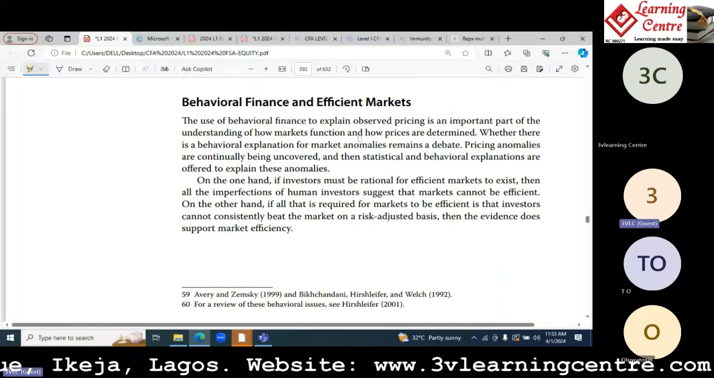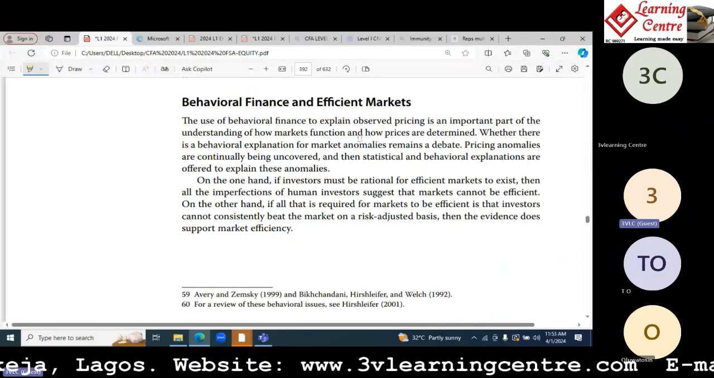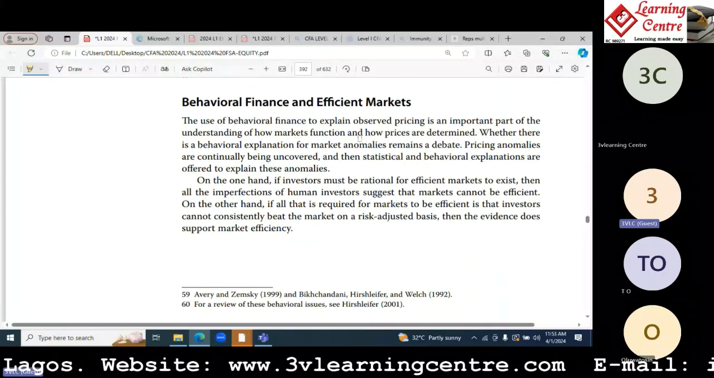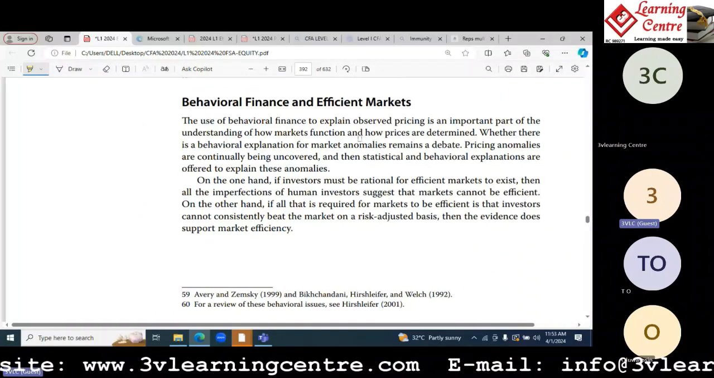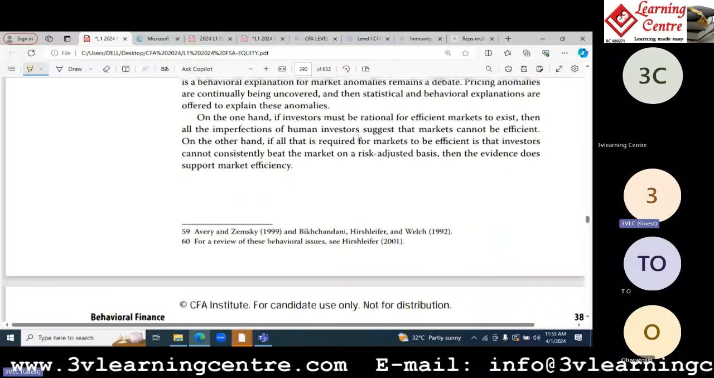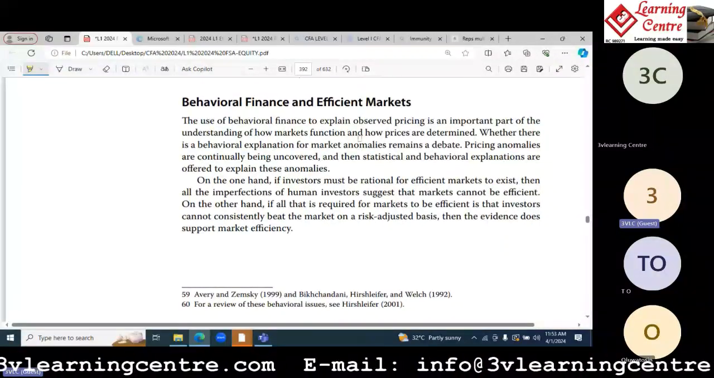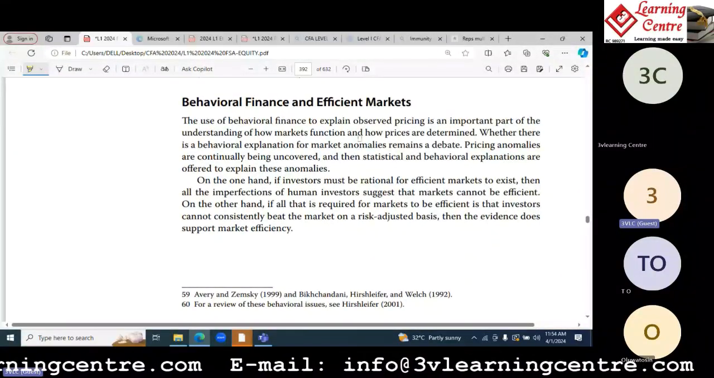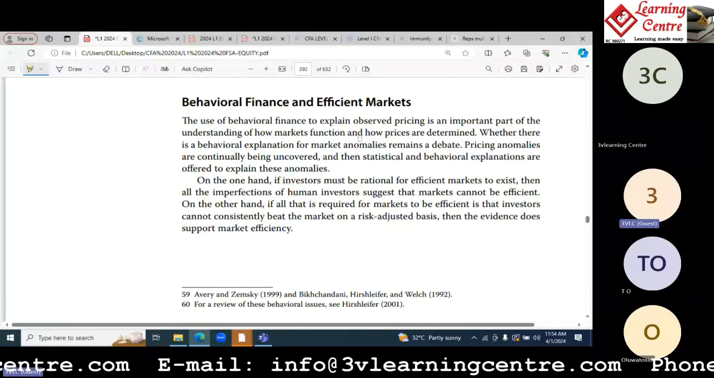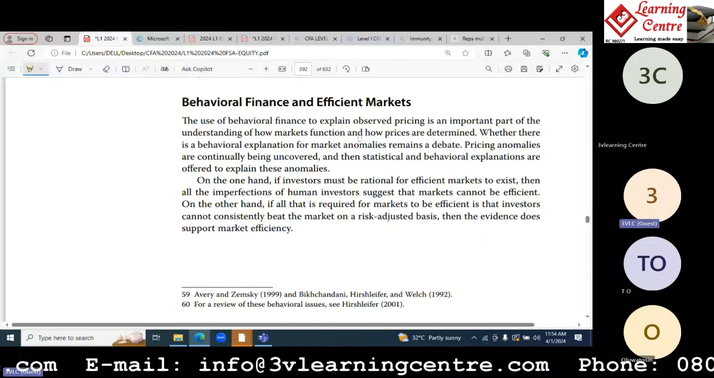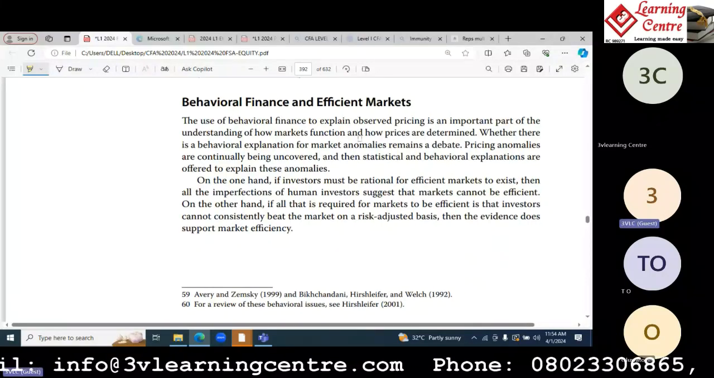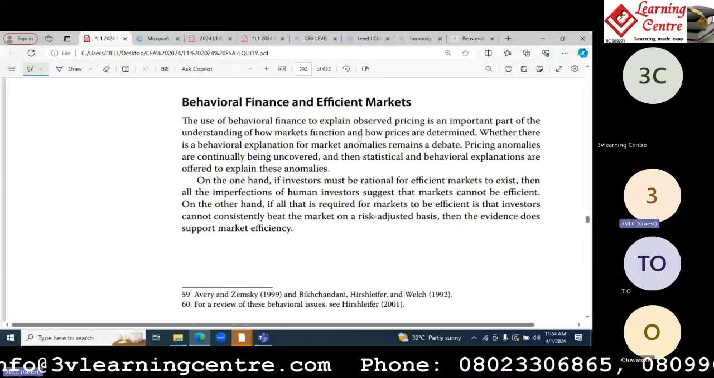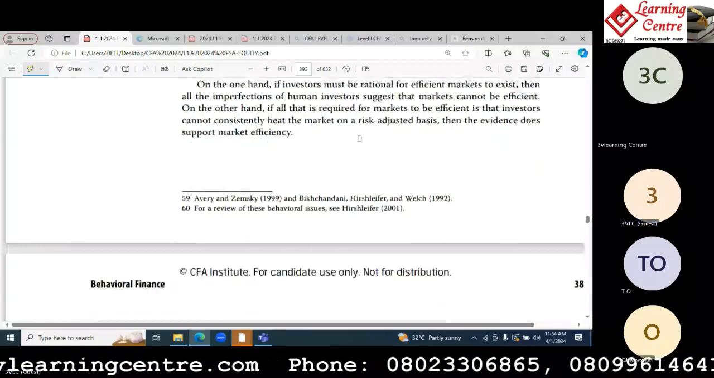On the other hand, if all that is required for markets to be efficient is that investors cannot consistently beat the market on a risk-adjusted basis, then the evidence does support market efficiency. What are they saying? The fact that people find it very difficult to beat the market is already simple evidence that markets are efficient. Because if markets are not efficient, everybody will be beating the market.